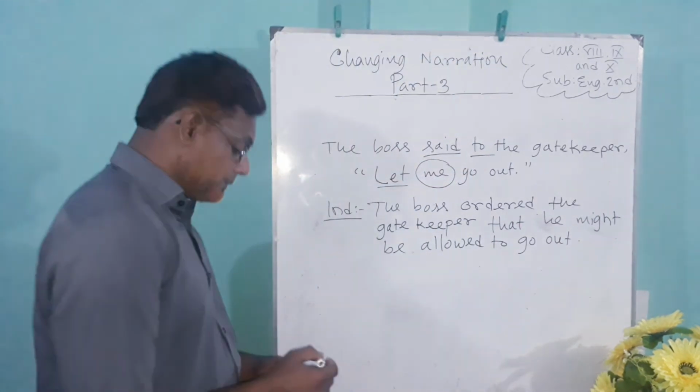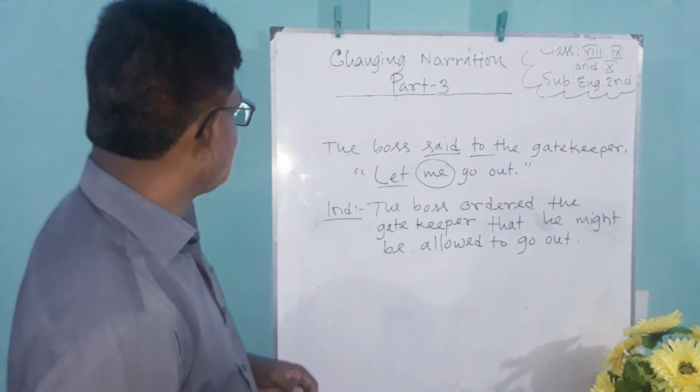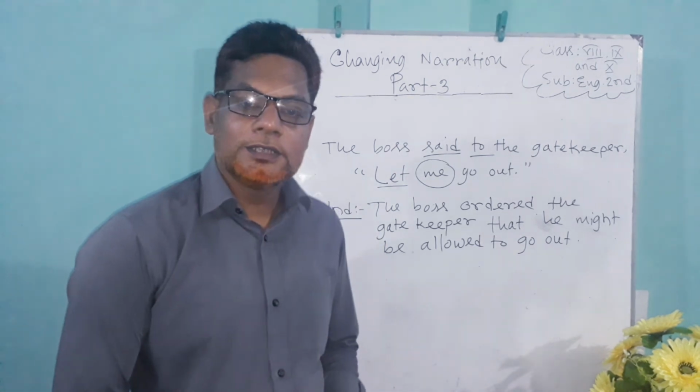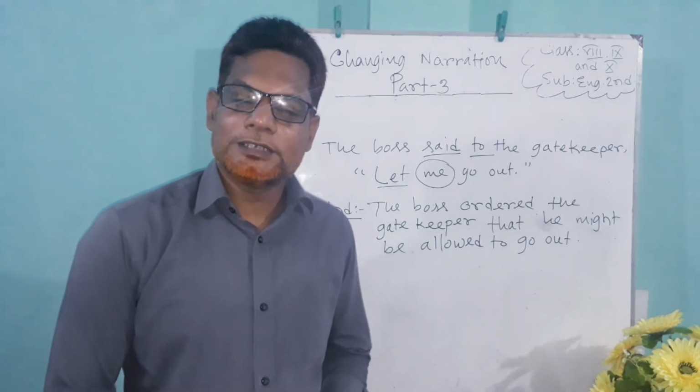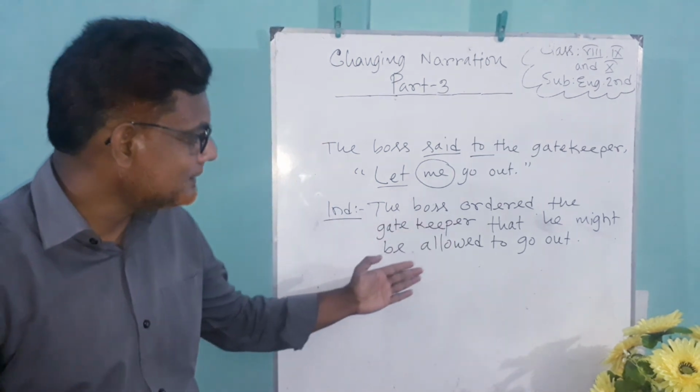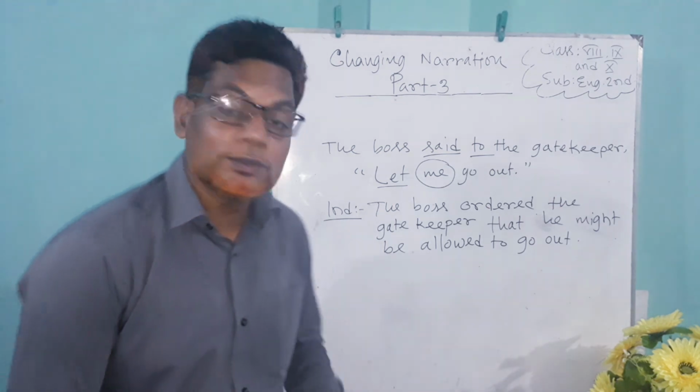So dear students, you can see if the direct narration is the boss said to the gatekeeper, let me go out. If we change this direct into indirect, it will be the boss ordered the gatekeeper that he might be allowed to go out.